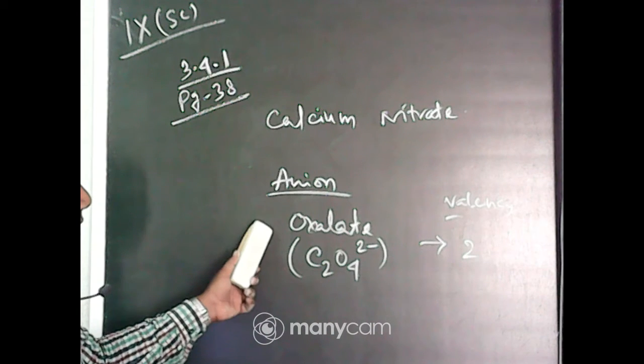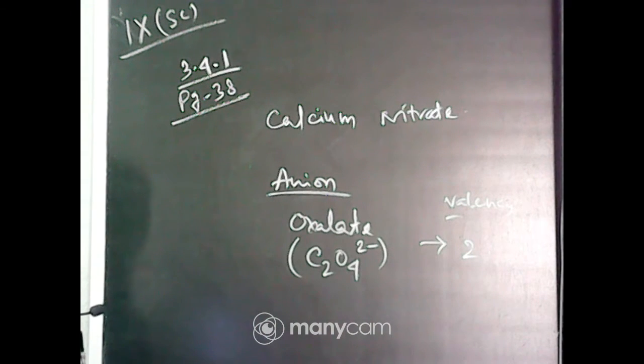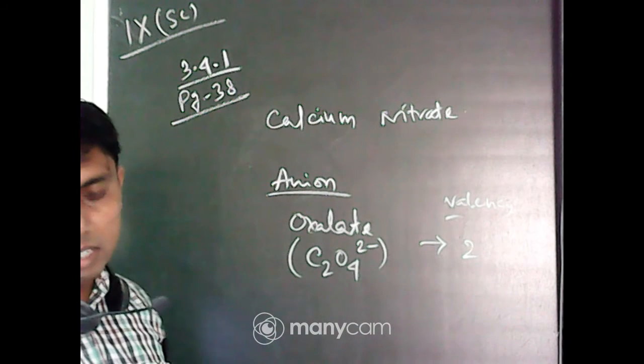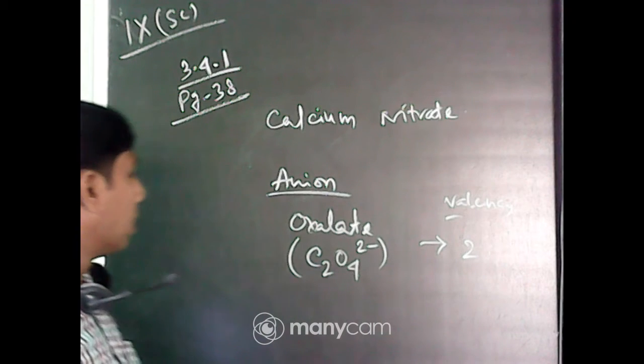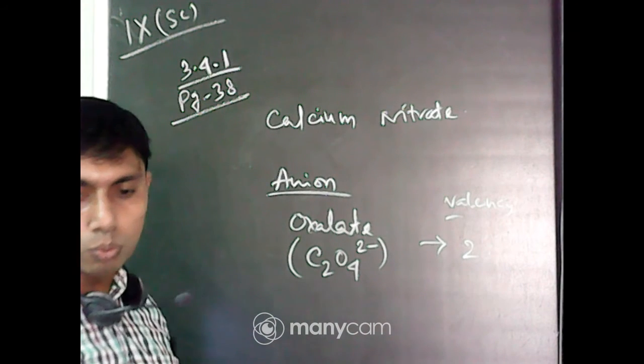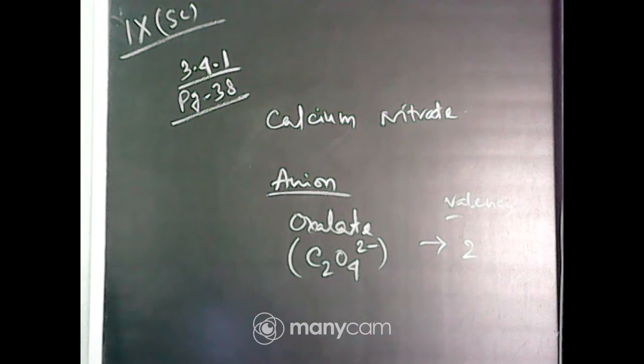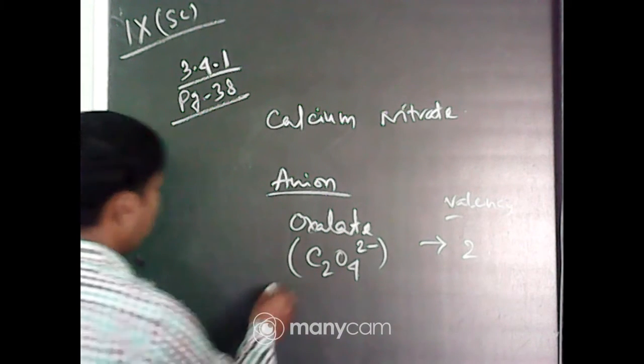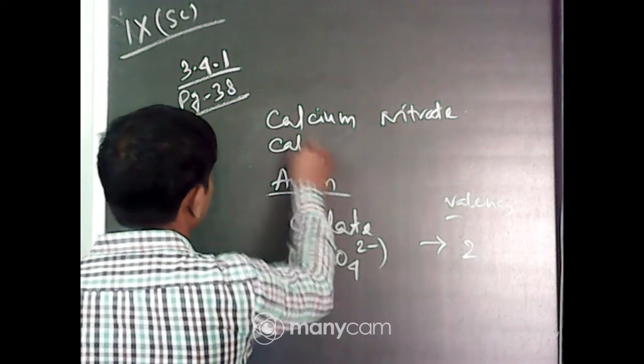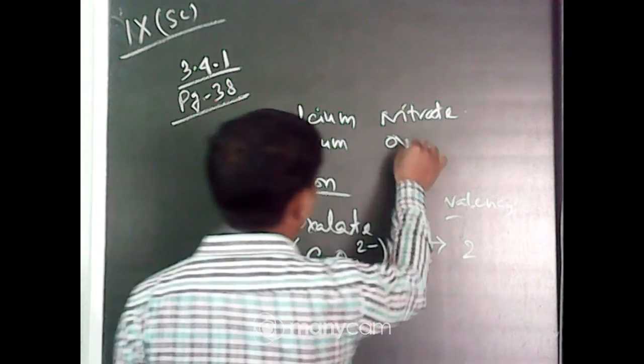Write it in the chart: oxalate, the formula is C2O4 2 minus, and the valency is 2. Complete it, then everyone respond: what would be the formula of calcium nitrate? Then write what is the formula for calcium oxalate.